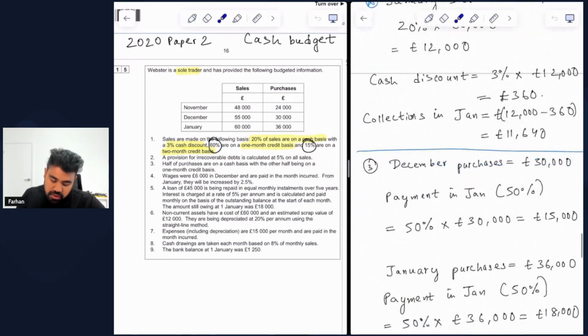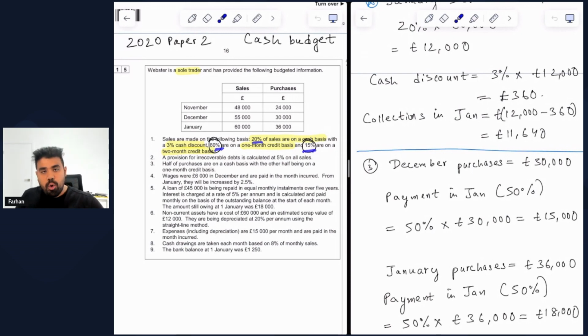So let's move on to the second information that we are given. A provision for irrecoverable debts is calculated at 5% on all sales. Now, point number 2 does not really have any cash component towards it because it's a provision. So it's like a possibility, a likelihood, an assumption that we are making. And let me also show you how this 5% adds up with the rest of the question. You see how we are going to be collecting 20% in the first month of sale, 60% in the second month of sale, and 15% in the third month of sale.